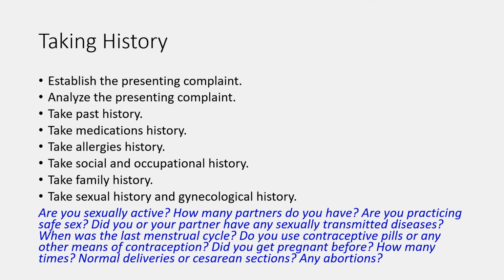Then you should take sexual and gynecological history. So, you should ask, are you sexually active? How many partners do you have? Are you practicing safe sex? Did you or your partner have any sexually transmitted diseases? When was the last menstrual cycle? Do you use contraceptive pills or any other means of contraception? Did you get pregnant before? How many times? Normal deliveries or cesarean sections? Any abortions, etc. Now, we have finished this section of establishing the presenting complaint, analyzing it, and taking the different histories.